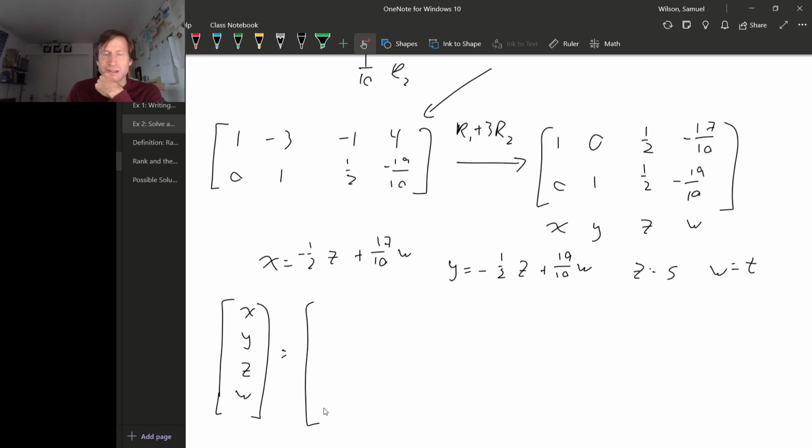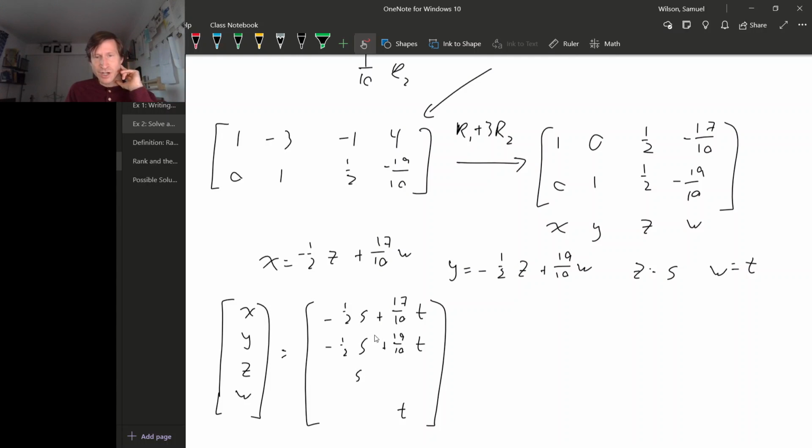So our solutions are going to look like X, Y, Z, W. X is minus 1/2 Z plus 17 over 10 W. Y is minus 1/2 Z plus 19 over 10 W. I'm sorry, I keep writing Z and W. We gave these things parameter names, so let's use those: S instead of Z and T instead of W. Z is just S, W is just T.